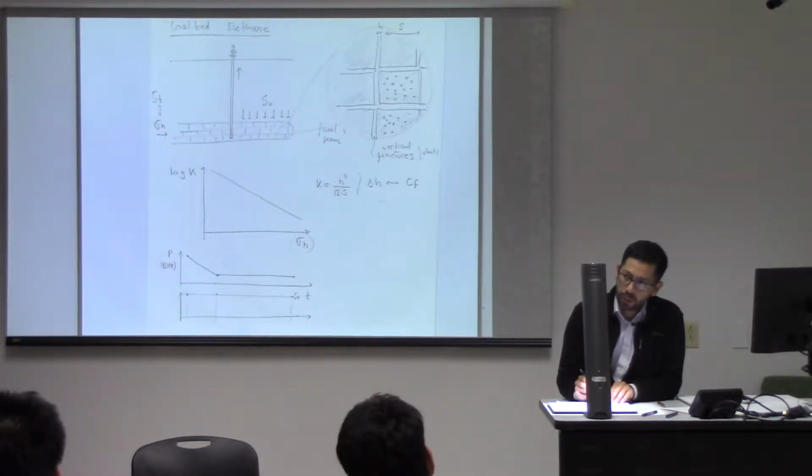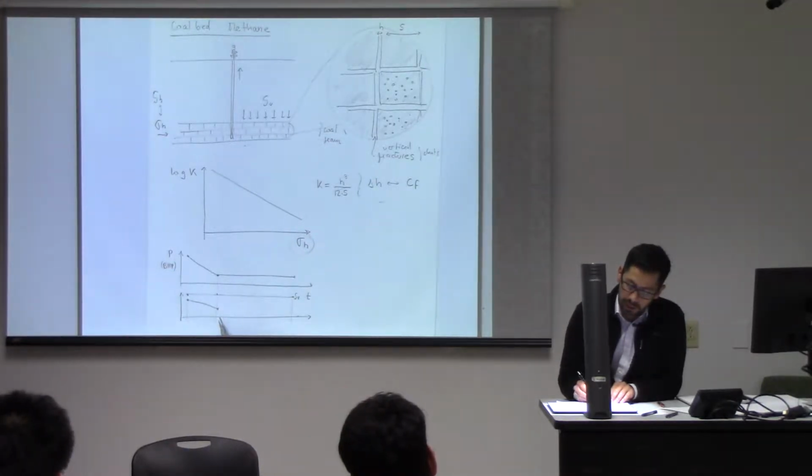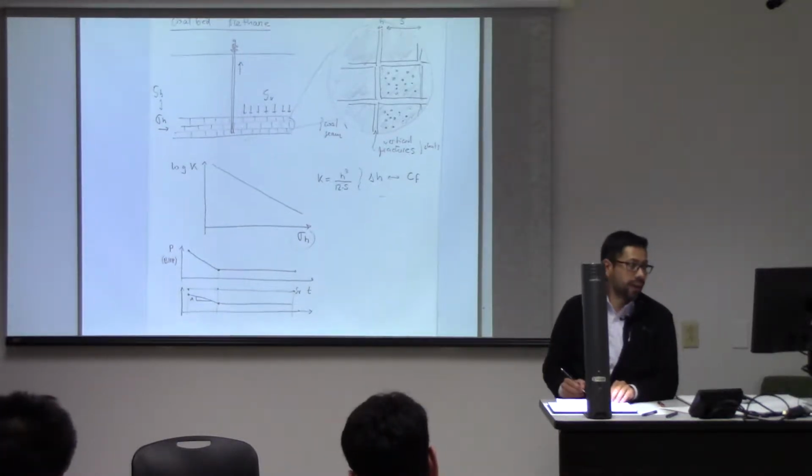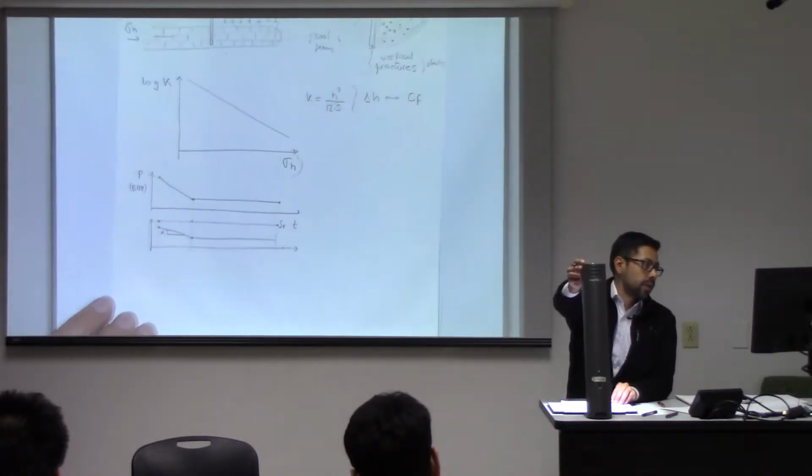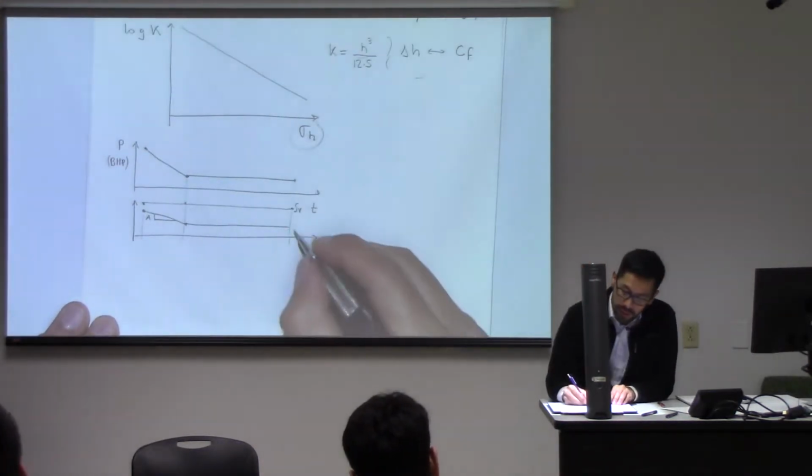So as you lower the pore pressure, this horizontal stress decreases, and decreases proportional to that factor A, right? So this one is SH.